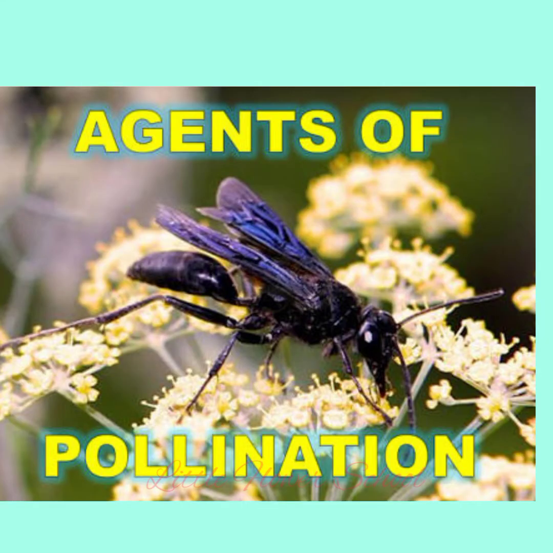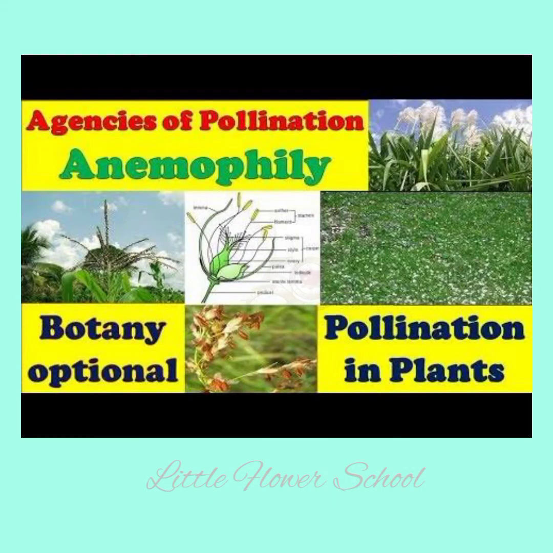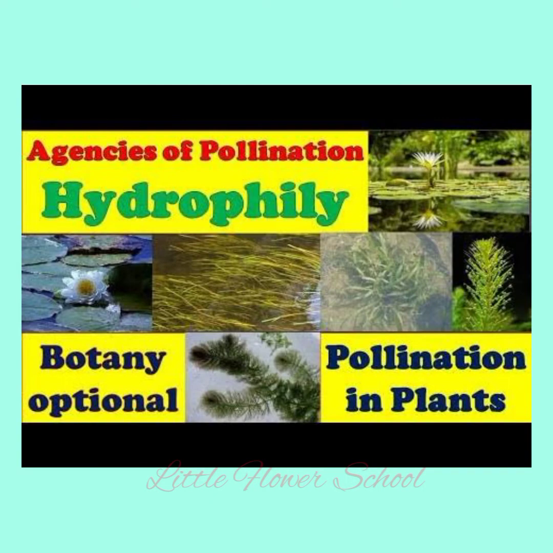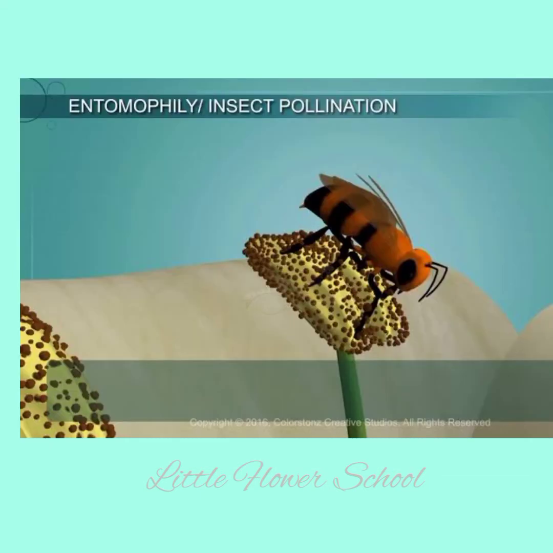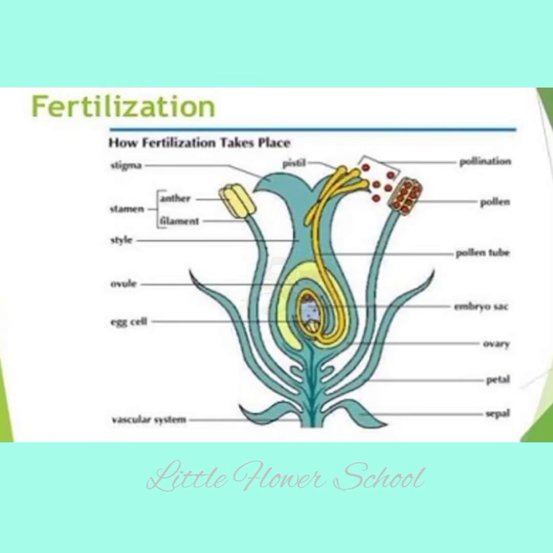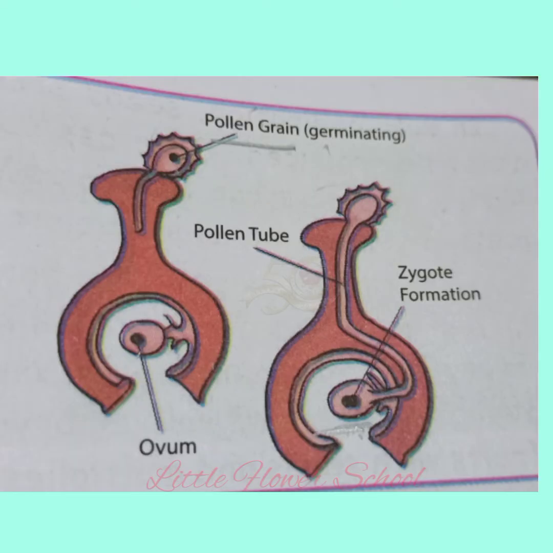Now we'll learn about the agents of pollination. Pollination by wind is called anemophily. Pollination by water is called hydrophily. Pollination by insects is called entomophily. Next, we'll learn about fertilization. The process of fusion of male and female gametes is called fertilization. The cell which results from the fusion of gametes is called zygote. A zygote develops into an embryo.